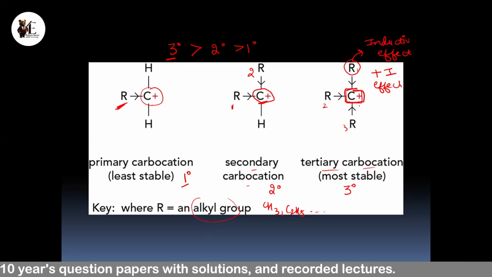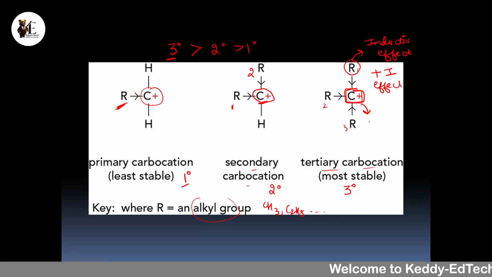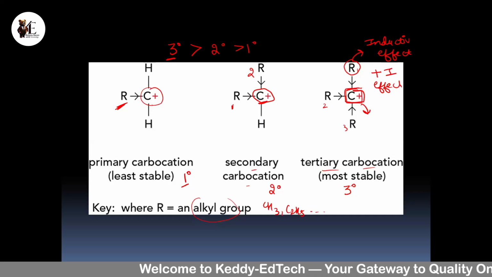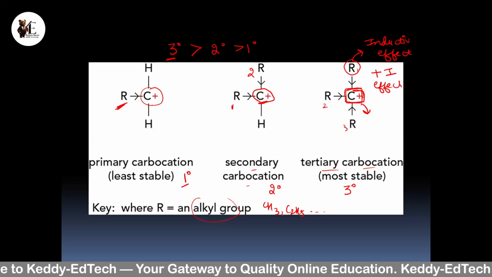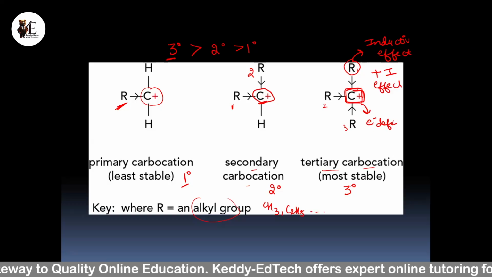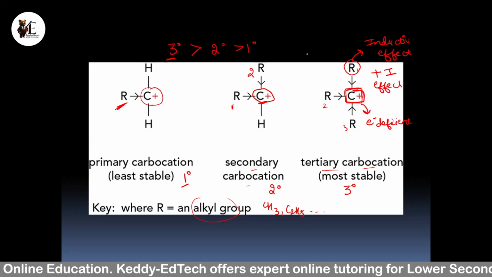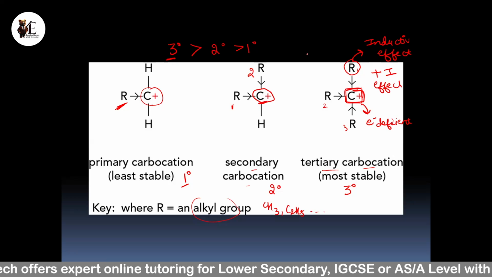So what do you think? Is this carbocation electron deficient or electron rich? Tell me, what do you think? Deficient? Yes, obviously it has a positive charge, and positive charge is always electron deficient. And if it is a carbanion, then it is electron rich, because electrons have a negative charge. So if electrons increase, it becomes your carbanion, which is electron rich.